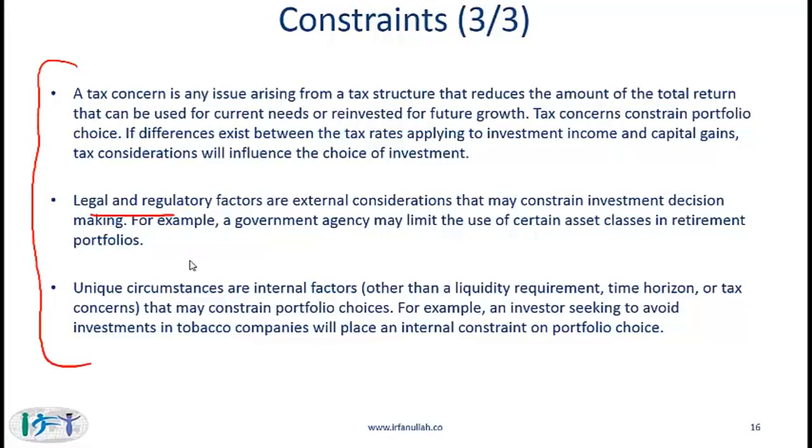Obviously, there will be some legal and regulatory factors that you are concerned about. These generally apply to certain types of institutional investors. In some countries, there are constraints on where banks can invest, there are constraints on where pension funds can invest, and so on. You as an investment advisor need to know those constraints. And then unique circumstances refer to any factors that are not already mentioned. And the example given here is if an investor wants to avoid tobacco companies, that's perfectly all right. It needs to be mentioned under unique circumstances, and then obviously the portfolio should not include any tobacco companies.